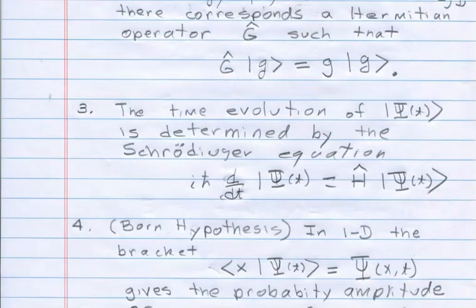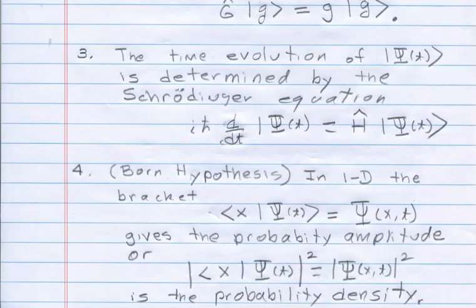The time evolution of the state vector of the system is determined by the Schrodinger equation. And here we'll write it in this form, in operator form. H is the Hamiltonian operator. It's Hermitian, a very special one that generally corresponds to the total energy of the system.